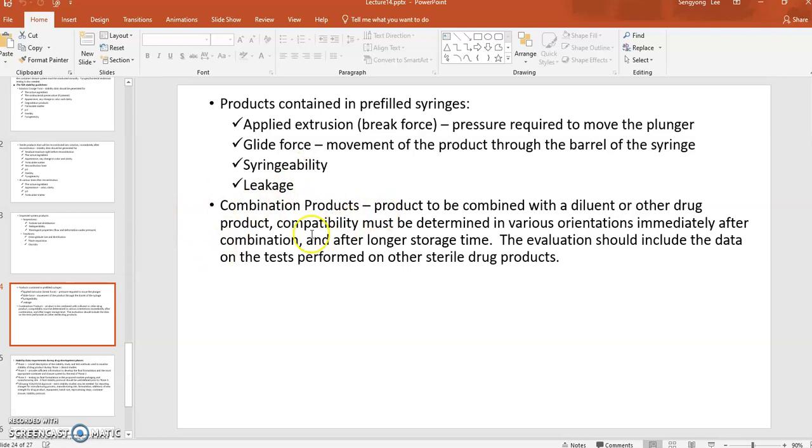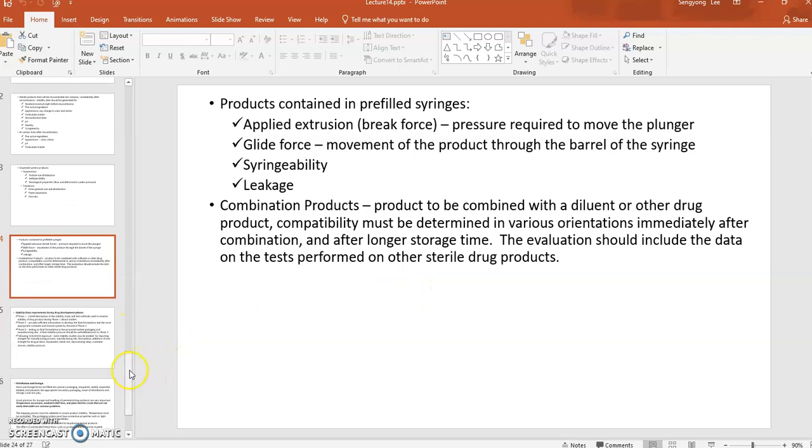And if it's a combination product, your drug is mixed up with some kind of device sold together, or a product to be combined with a diluent, for example, or other drug product, compatibility and compatibility must be determined in various orientations immediately after the combination. If it's a combination drug, two drugs are combined together before it's injected, yeah, they should be tested together, and the compatibility should be tested after longer storage time. Okay. The evaluation should include the data on the tests performed on other sterile products as well, whatever the number of drugs that are mixed up together.